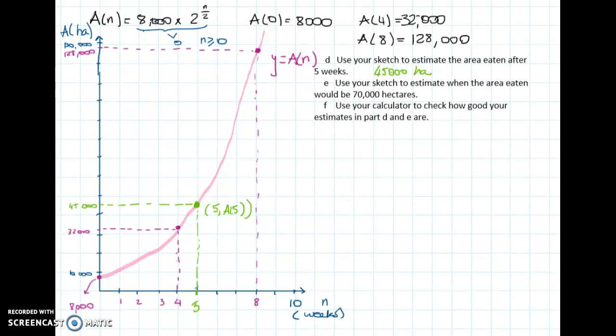For part E, we want to estimate when the area eaten will be 70,000 hectares. So I need to locate 70,000 in the y-axis. 50, 60, 70,000 is here. And we want to see what is the point of the function that has that y-coordinate. Is this point over here. So this point is going to have some number of weeks and then 70,000 as the y-coordinate. So let's go down to the x-axis to find the number of weeks. Over here it looks like it's going to be approximately 6.5. So right here 6.5. The question doesn't say they want us to say in exact weeks or what, so I'm just going to approximate to 6.5, the x-coordinate of this point over here.